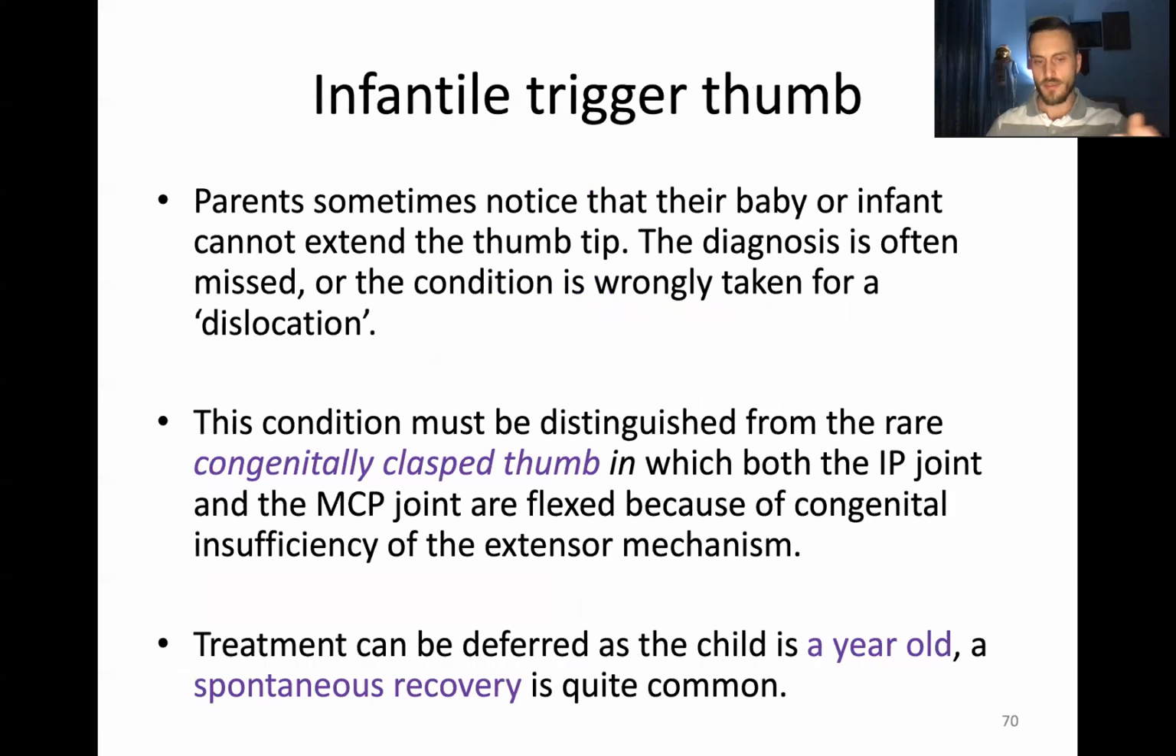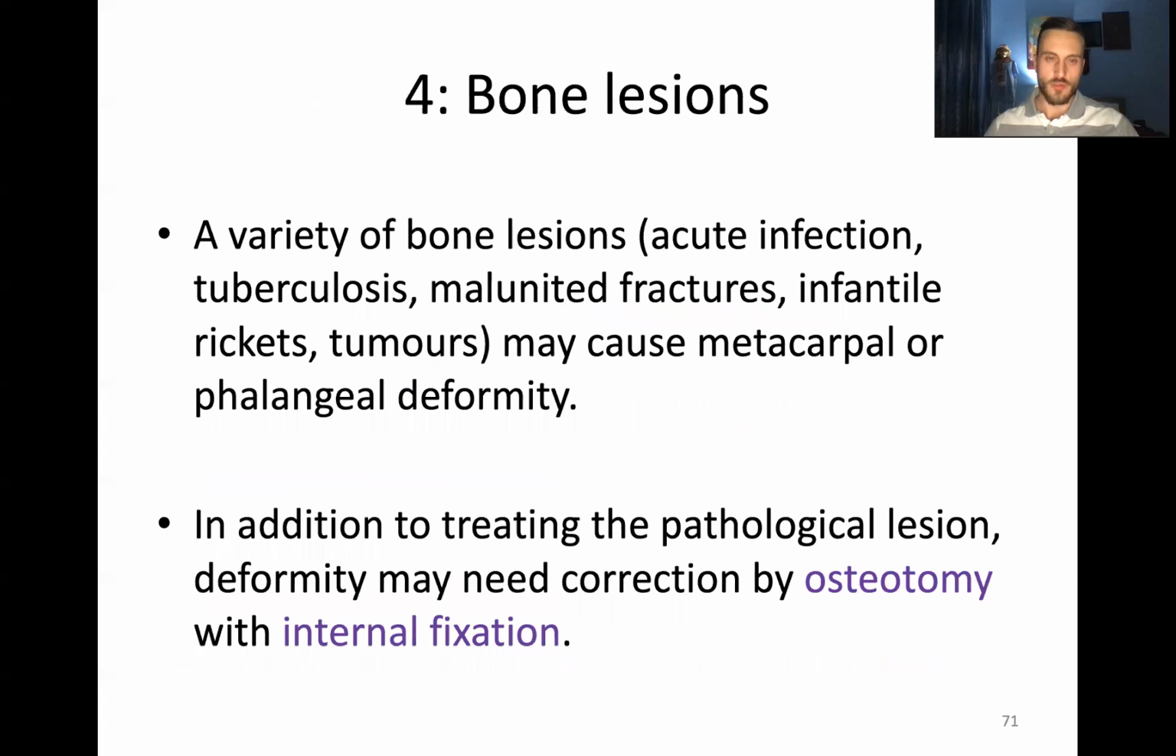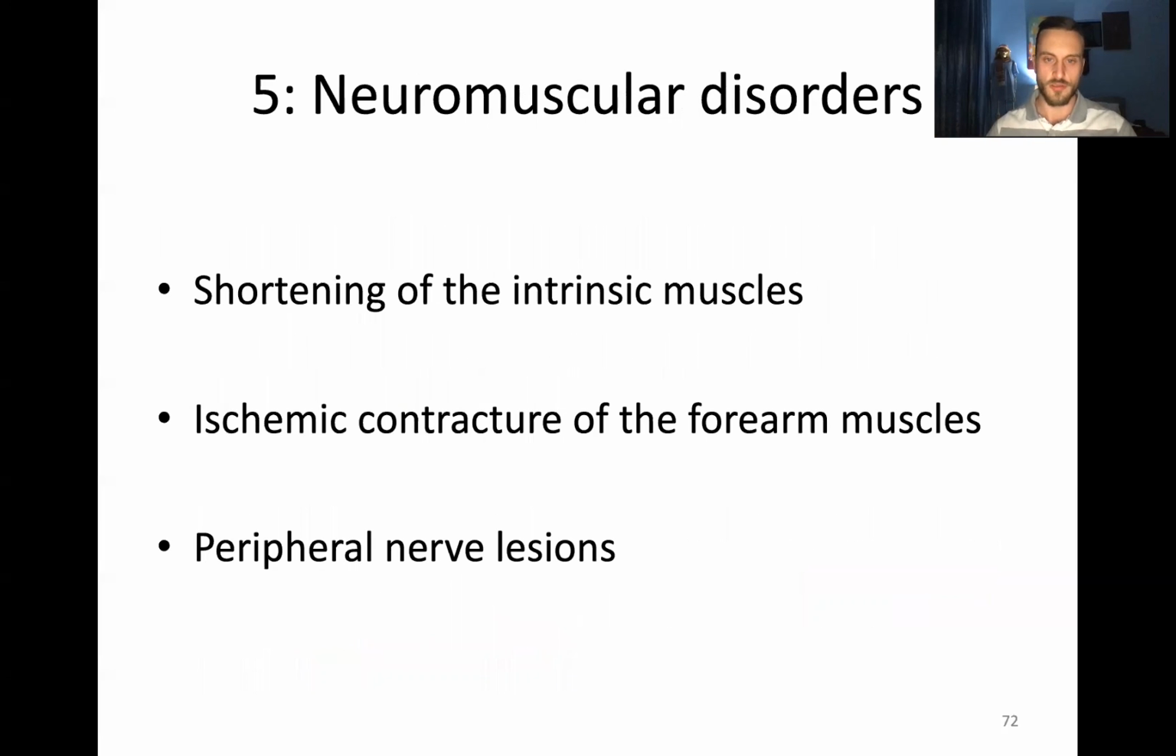Infantile trigger finger is the same. We usually do the surgery at 1 year old. Bone lesions, after acute infections, tuberculosis, malunion, infantile rickets, and so on. Usually we have to treat the underlying cause, and after that you may need some corrections, osteotomies or internal fixation.